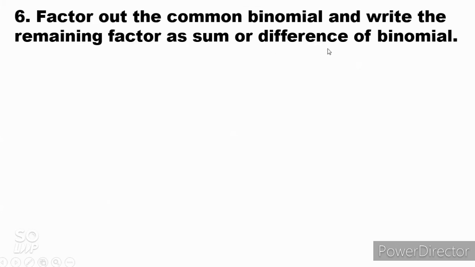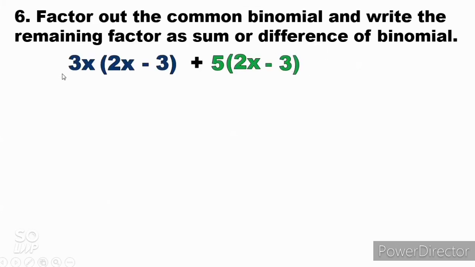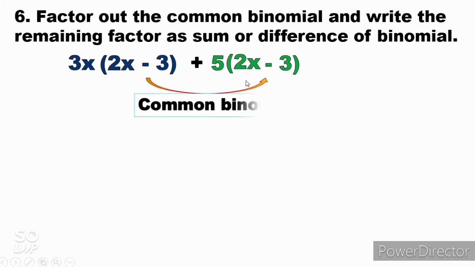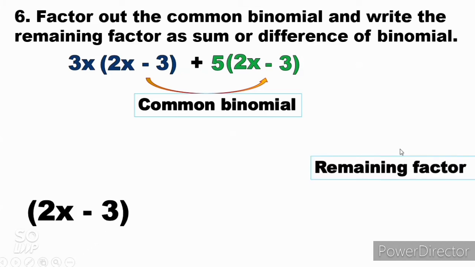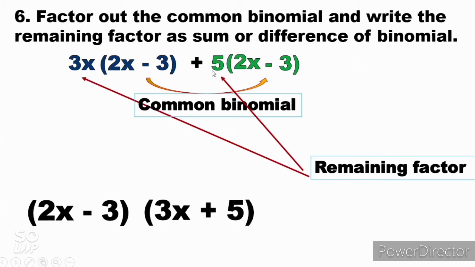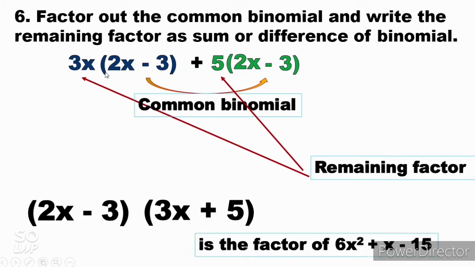Factor out the common binomial and write the remaining factor as sum or difference of binomial. Ano ba ang common dyan sa dalawa? So, ang common dyan sa dalawang factors is 2x minus 3. Yan yung common binomial. Yan yung i-factor out natin, which is 2x minus 3. And then, the remaining factors are 5 and 3x. Pagsasamahin lang natin. So, we have now 3x plus 5. Therefore, our factors, the quantity of 2x minus 3 times the quantity of 3x plus 5 is the factor of 6x squared plus x minus 15.